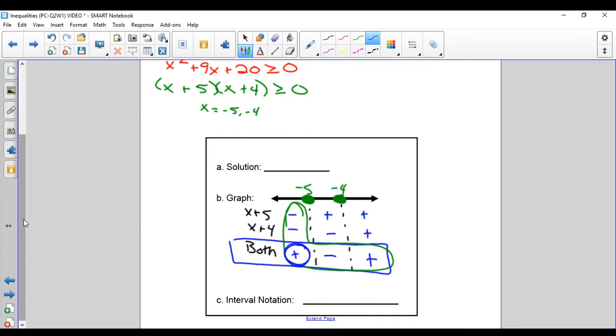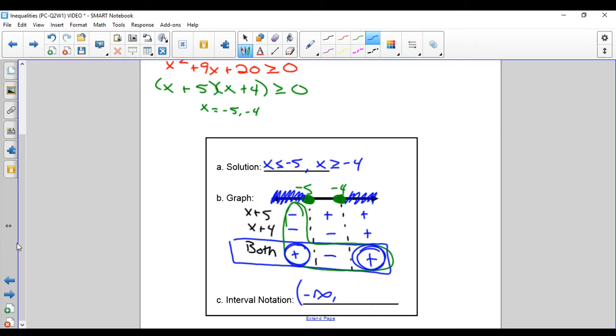I'm looking for answers that are positive. So I shade left, shade right. I have answers that are less than or equal to negative 5. I have answers that are greater than or equal to negative 4. So I have that. Write it in interval notation.